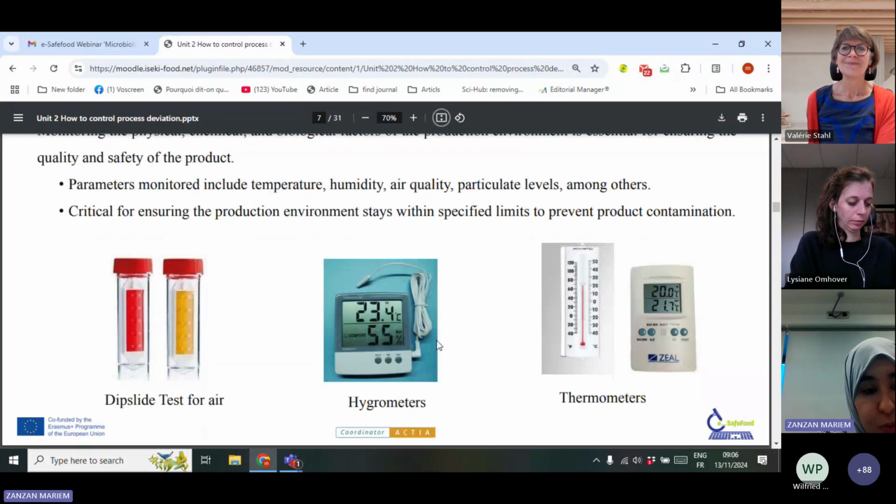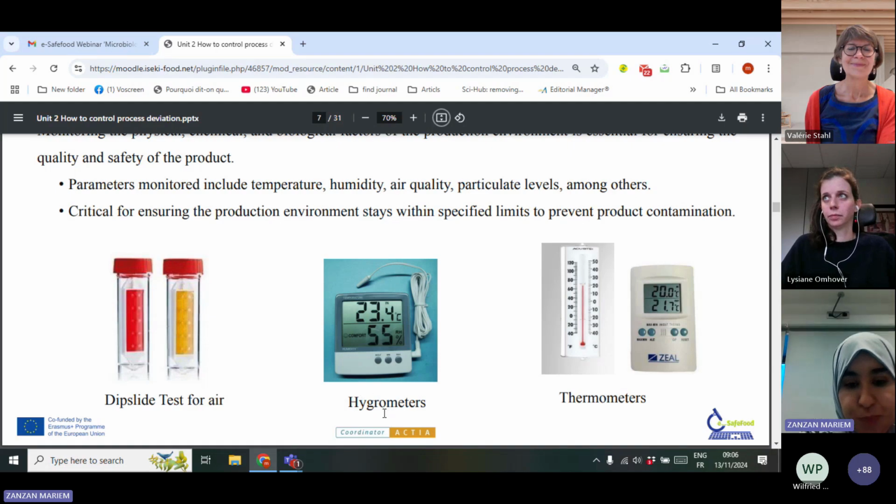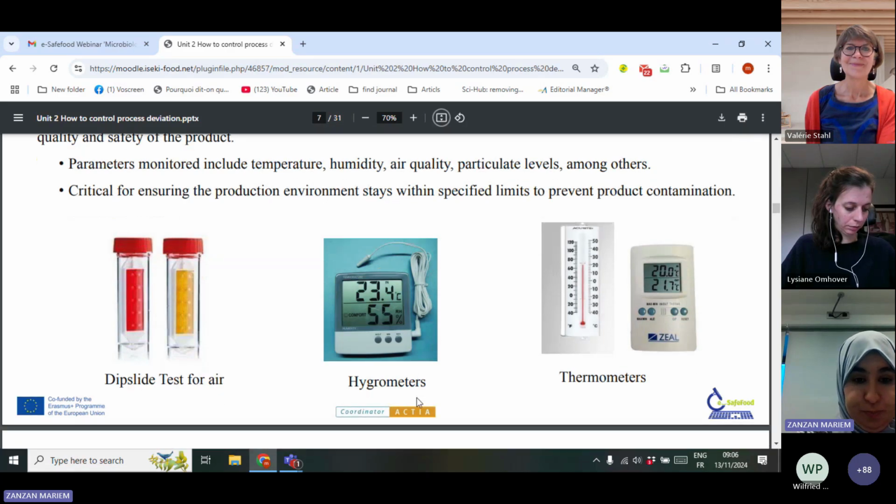Here, as examples, we have displayed tests for air in order to detect the microbial contamination of the environment where there is production. Also, we have hygrometers and thermometers to measure the humidity and also the temperature.